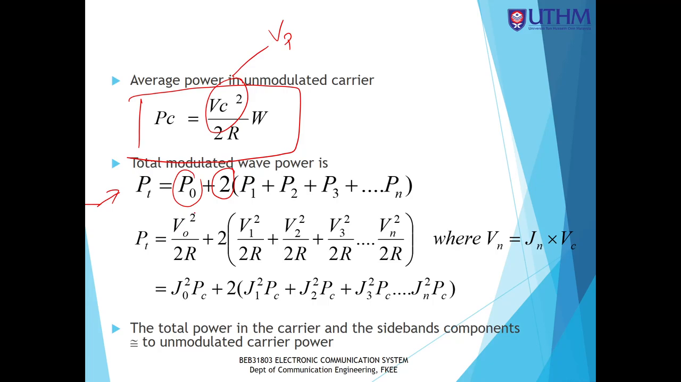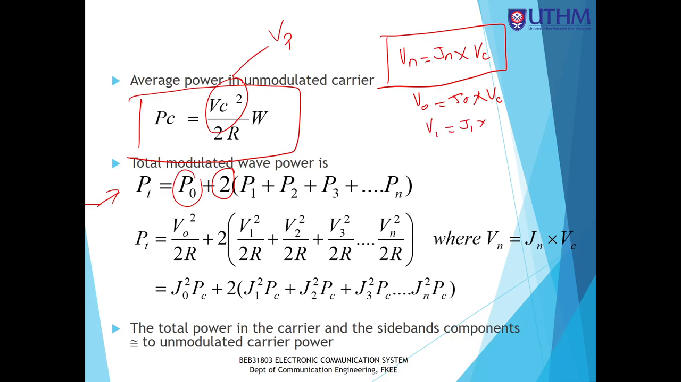So this is V0 square over 2R. Okay, so you see that P0, P1, P2. So we are using the real amplitude. We are not using the relative amplitude. Okay. So here, remember Vn is equal to Jn multiplied with Vc. So V0 is equal to J0 multiplied with Vc, V1 is equal to J1 multiplied with Vc. Okay, and so on.